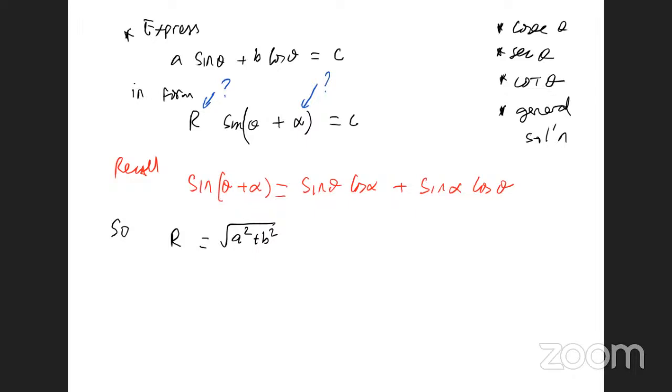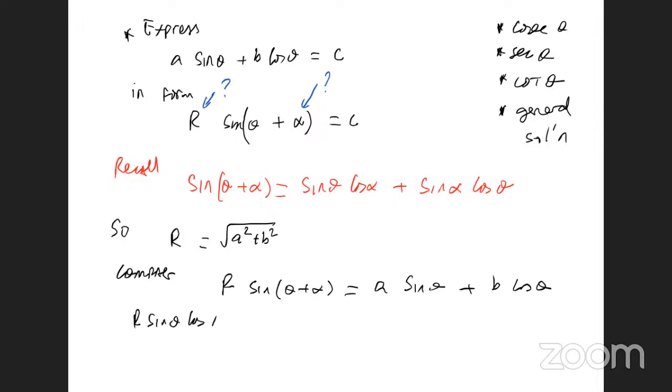To get alpha, all we have to do is compare R sine theta plus alpha to A sine theta plus B cos theta. All we have to do is compare it. If I were to expand out that R sine theta plus alpha, I will end up with R sine theta cos alpha plus R sine alpha cos theta is equal to this long thing here.